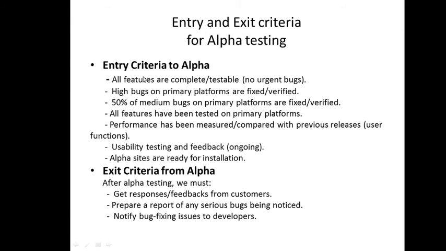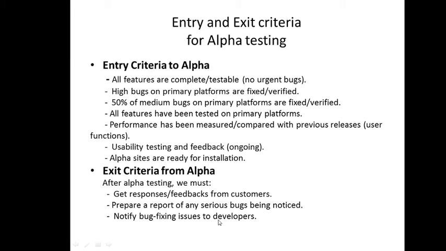Apart from this is related to the bugs and all. If they are being identified, they are fixed and verified. Now, what is the exit criteria? Get responses or feedback from the customer. Since they have performed the testing, they will give their feedback. Prepare a report of any serious bug being noticed. If they have identified any error, a report must be prepared for that.